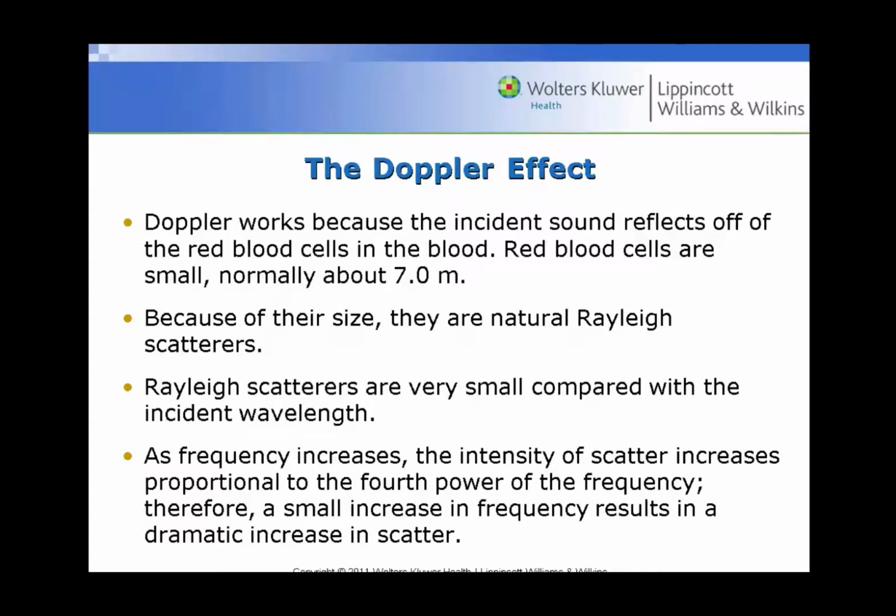How Doppler works is because the incident sound reflects off the red blood cells that are in the blood. Red blood cells are very small, only about 7 microns. Because of that, we call them natural Rayleigh scatterers, and they are very small when compared with the incident wavelength.